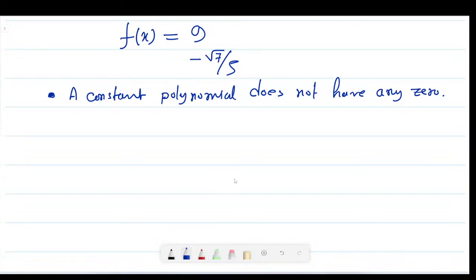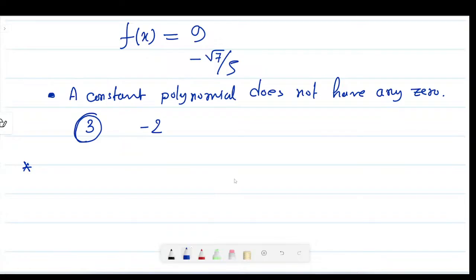Because you cannot find the value such that a constant, non-zero polynomial will be 0. Like you cannot find a value of x such that 3 will be 0. It cannot be possible. You cannot find the 0 of minus 2. It cannot be possible. So a constant polynomial cannot have any 0.